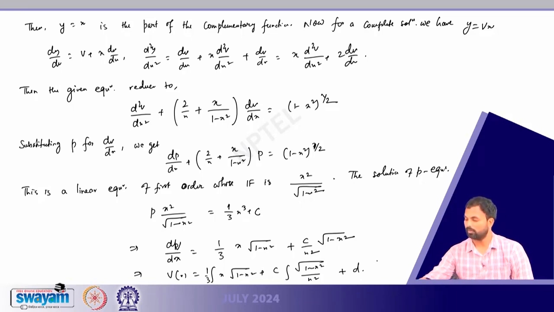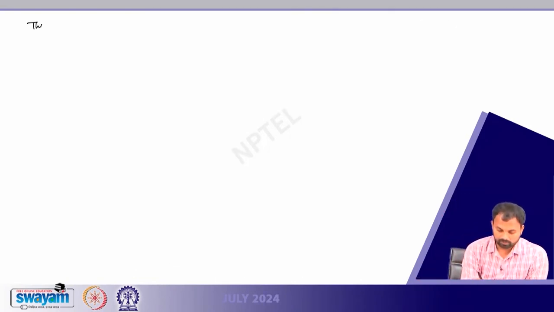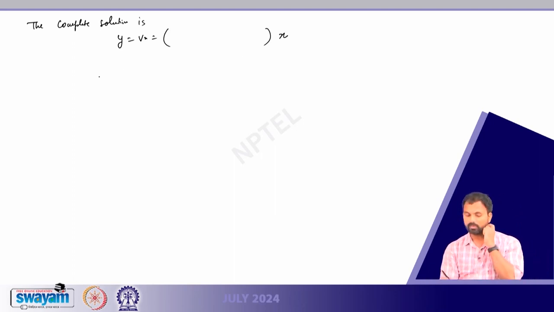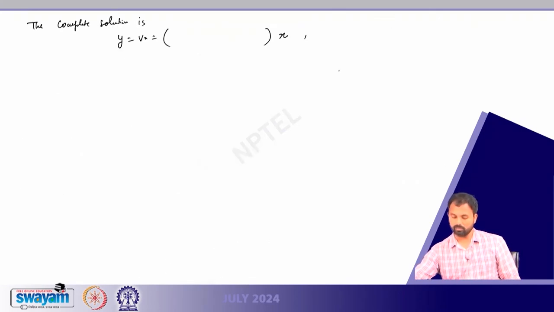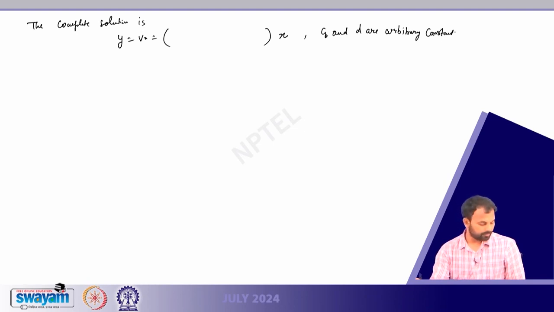Let us go to the next page. The complete solution or integral is y equals v into x, where v we have already determined from the previous calculation, times x. And of course, c and d are arbitrary constants.